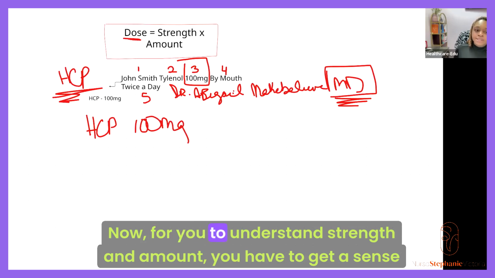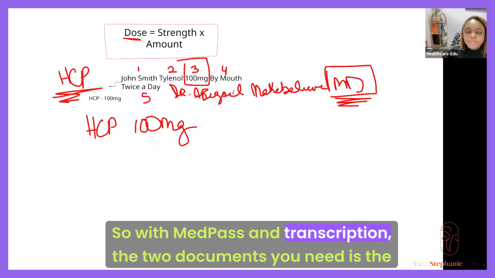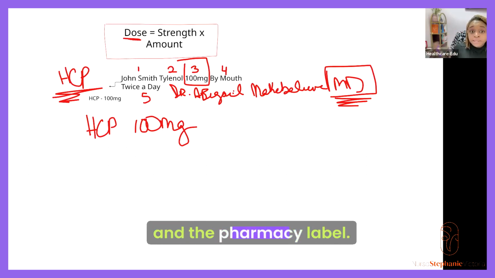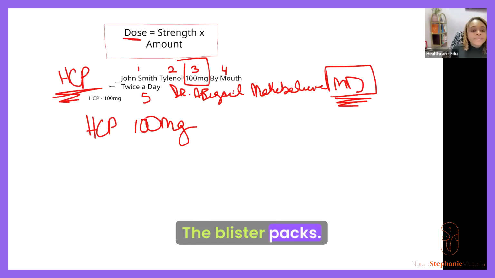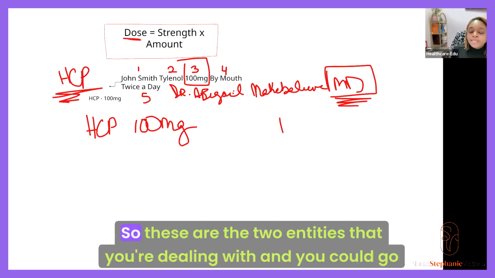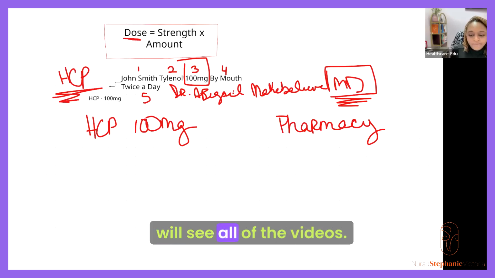Now, for you to understand strength and amount, you have to get a sense of what's happening. So with MedPass and transcription, the 2 documents you need are the doctor's order, the HCP, healthcare provider order, and the pharmacy label. The label means you have the pill in your hand, right? The blister packs. So you need those 2 things. You could go back and watch my transcription video, just like the playlist, and you will see all of the videos.